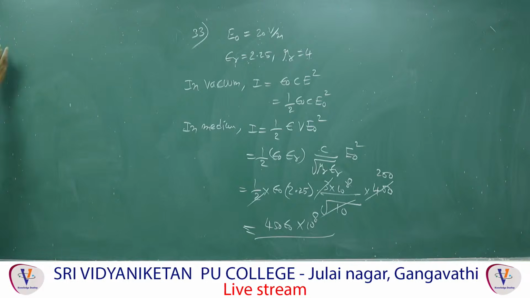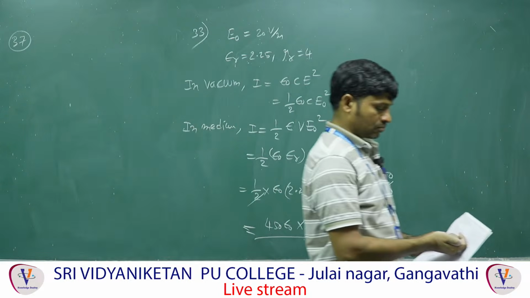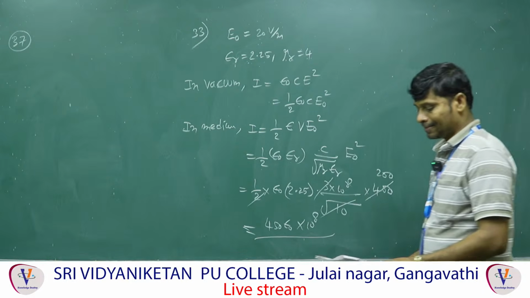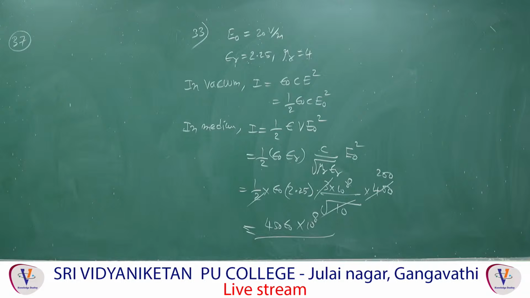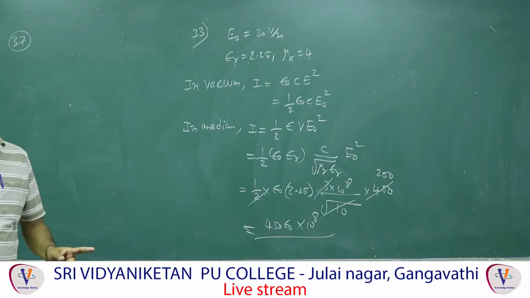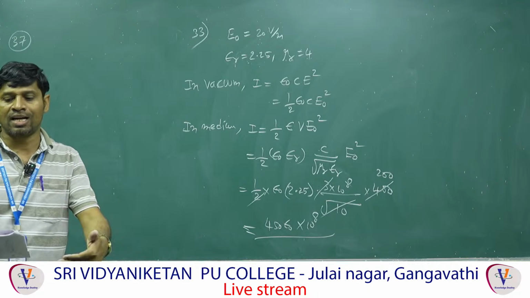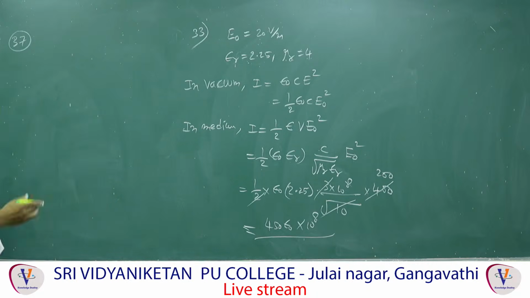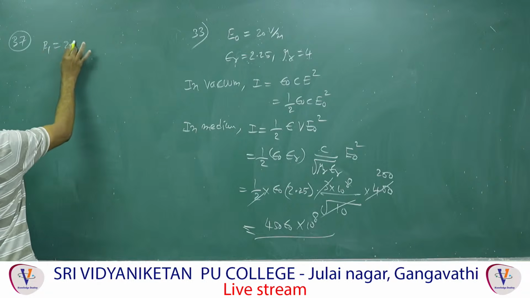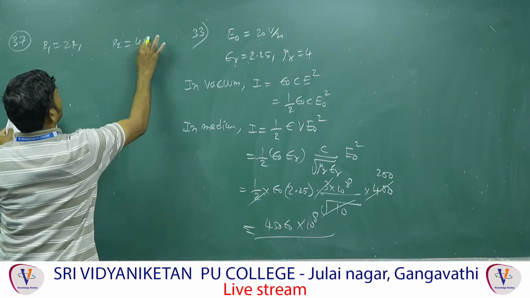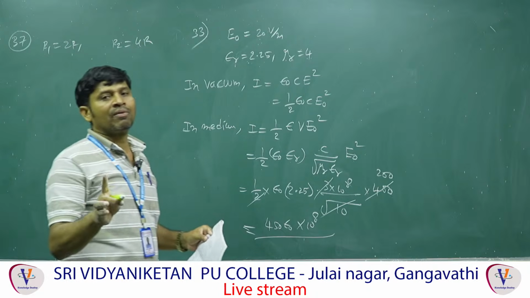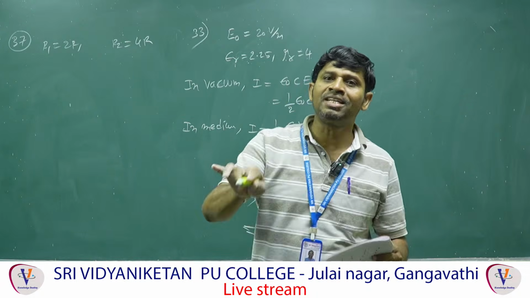Problem number 37. Two identical satellites, A and B, are in a circular orbit at distance r and 3r from the surface of earth. Actual distances are given from the surface, but the radius is counted from the center. The first one has radius r plus r, 2r, and the second one has radius 3r plus r, 4r.